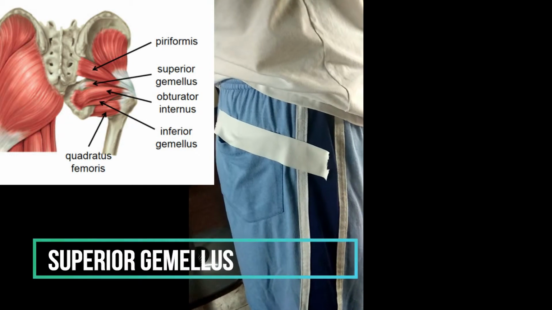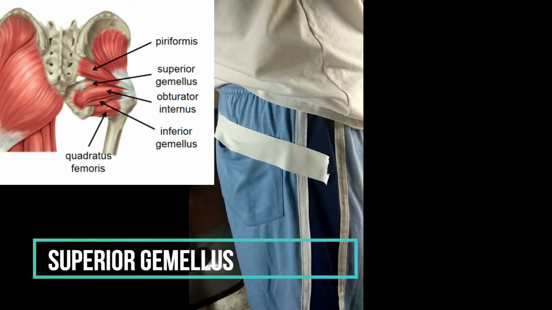Superior gemellus. Origin: spine of ischium. Insertion: obturator internus tendon. So this is the superior gemellus.